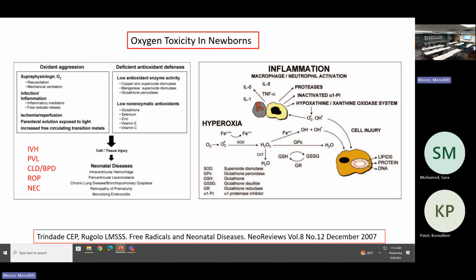And this is the big list. Again, like I said, you don't have to remember everything, but all of these are related to that. Intraventricular hemorrhage, PVL, chronic lung disease, ROP, everything has something to do with oxygen free radical injury. And on the right side, you have a picture showing that.